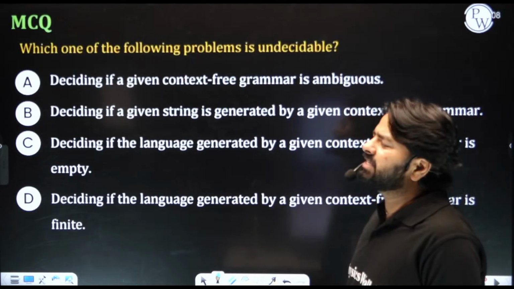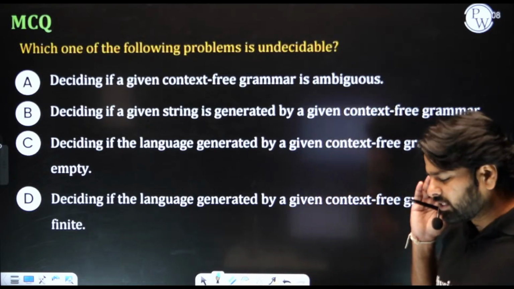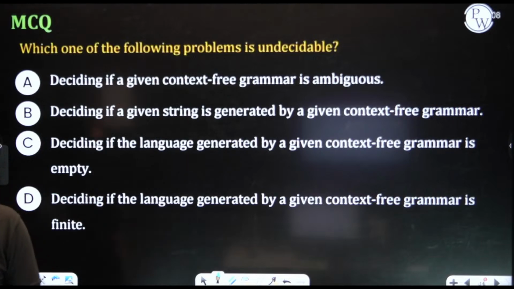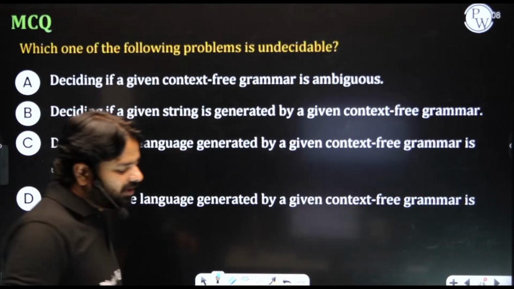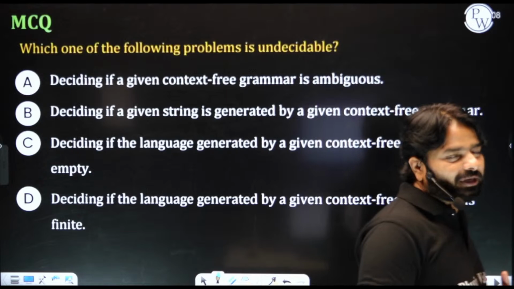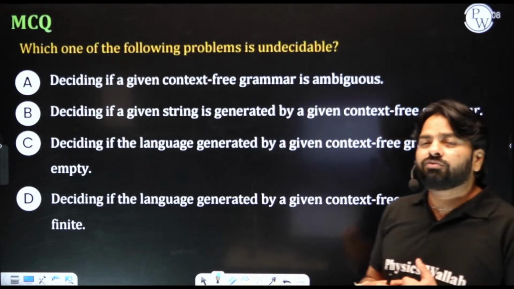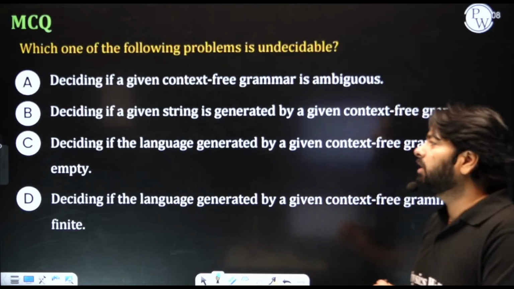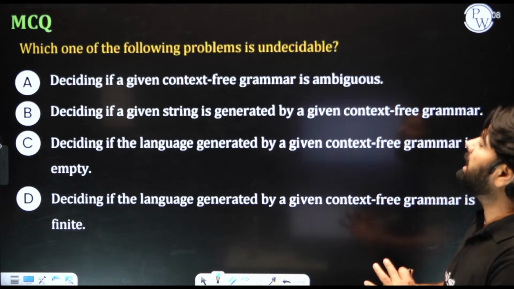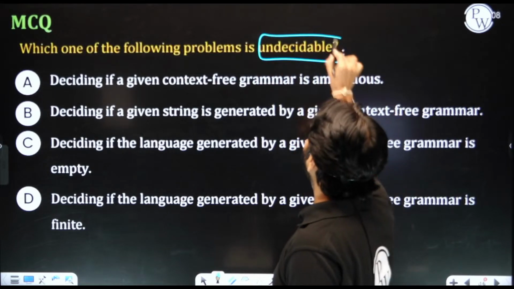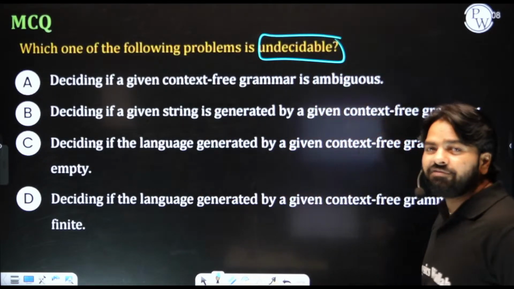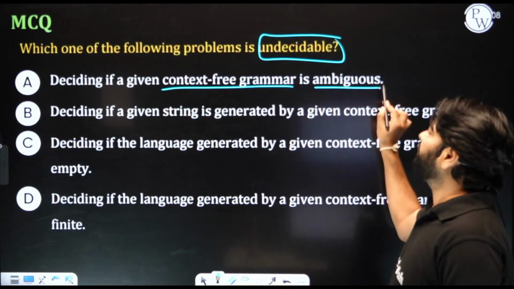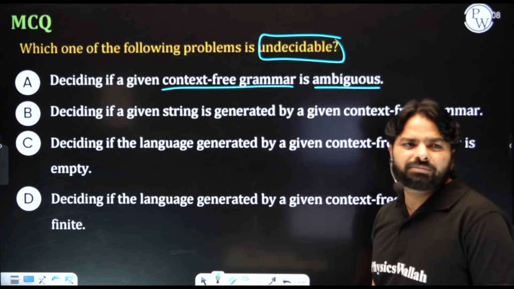Okay, theoretical question. See that you just need to apply your concepts. Nothing to use the pen and paper. Everything you can understand from the question itself. You should have a knowledge of these closure properties, and you should have the knowledge of various problems you have studied in decidability and undecidability concepts. Okay, which one of the following problems is undecidable? Again, undecidable. Deciding if a given context free grammar is ambiguous. It is the ambiguity concept for context free grammar.